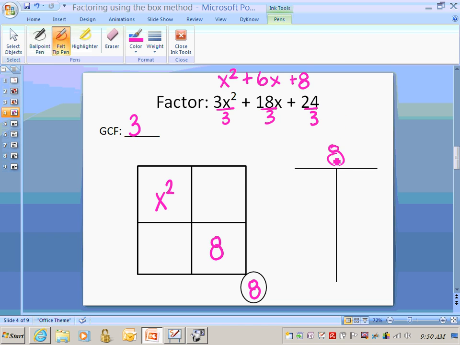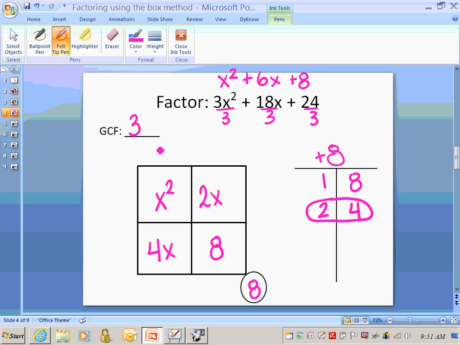So factors of 8. 1 and 8. 2 and 4. No negatives. Do I have negatives here? No. And if I did have negatives, they both have to be negative, right? To get back to a positive factor. So, which one are we choosing? 2 and 4, good. So 2x, 4x is going to add to 6x.